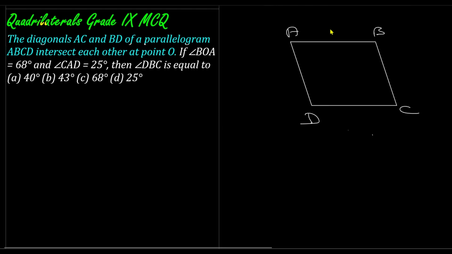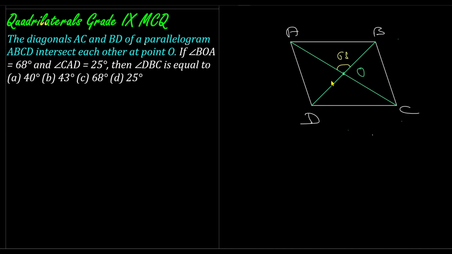So let's say I join AC and the other diagonal, BD, and the point of intersection is given as O. Further, we know the value of angle BOA is 68 degrees, and angle CAD is given as 25 degrees. Then what we have to find is angle DBC. This is the angle we have to get.